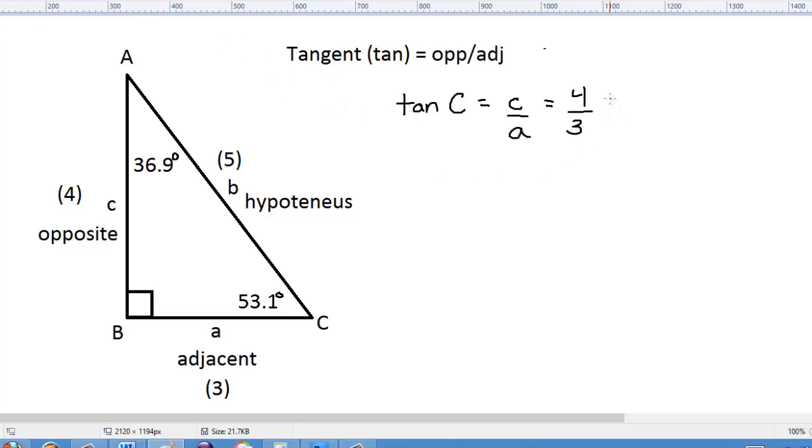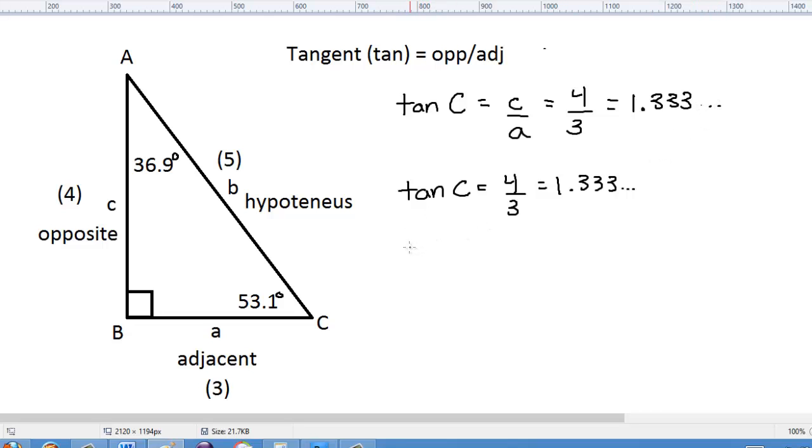Let's just finish working this out. What I'd find is that tan C is equal to 1.333. On its own this doesn't really mean anything, but what it allows us to do is calculate measurements for triangles that we wouldn't otherwise know. If, for instance, we didn't know that this angle is 53.1, we could say tan C is equal to 4 over 3, which is equal to 1.333 dot dot dot.